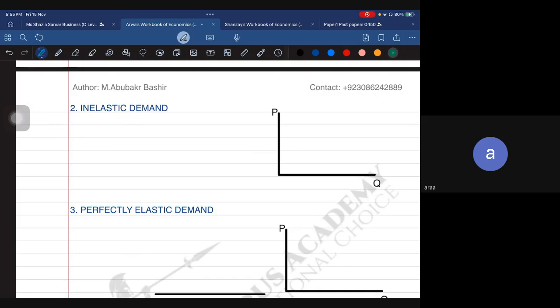Inelastic. It is less than one. Yes, sir. And now the explanation. So it's basically a large change in price would bring about a small change in quantity demanded.